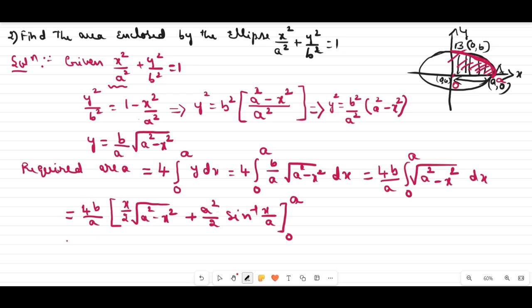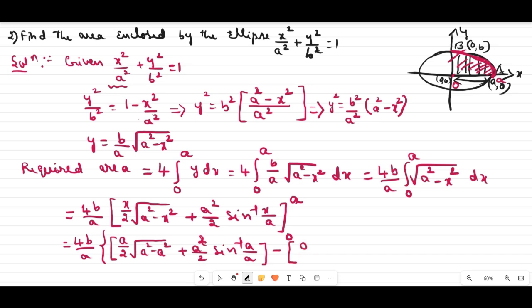Now I will substitute the upper limit as well as the lower limit. Let me substitute. I will substitute the upper limit a wherever we have x. So it becomes a by 2 into root of a square minus a square plus a square by 2 into sine inverse of a by a. See, I applied the upper limit. Now put a negative symbol and apply the lower limit.